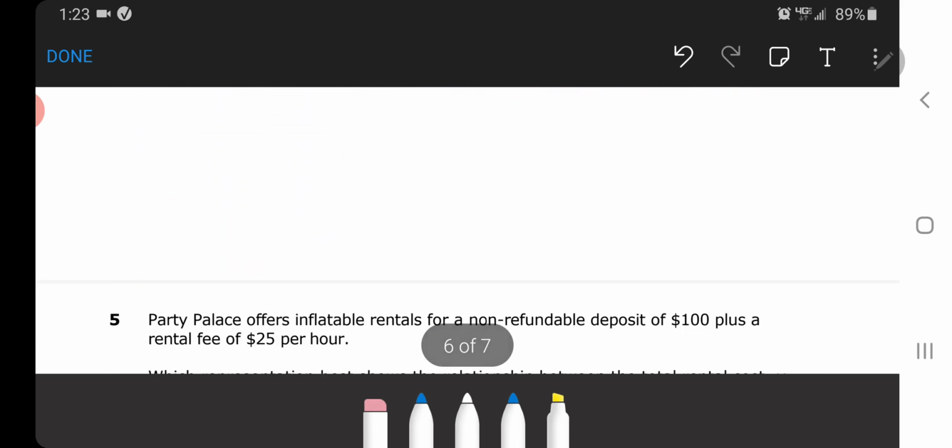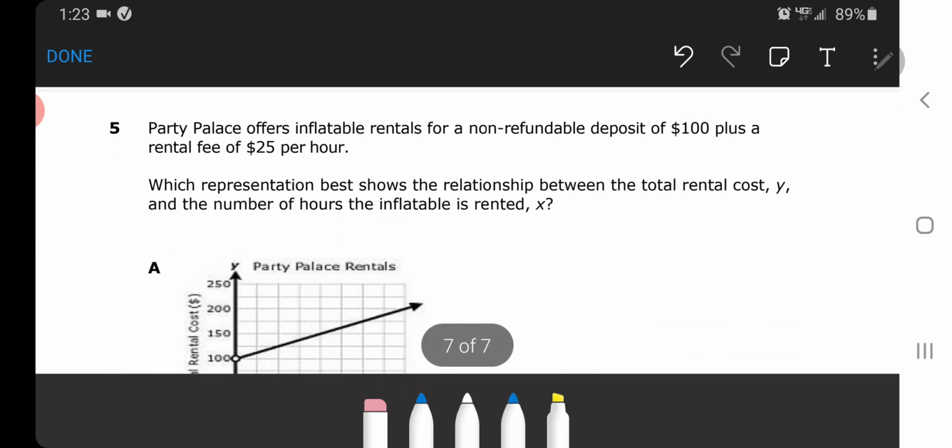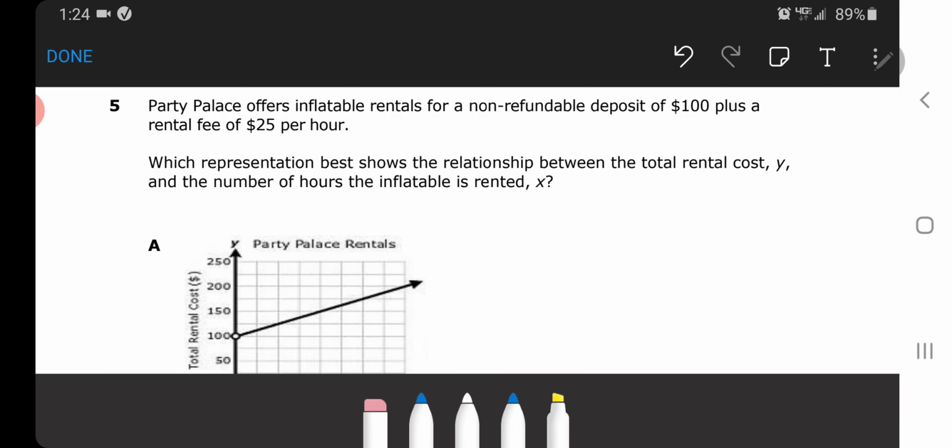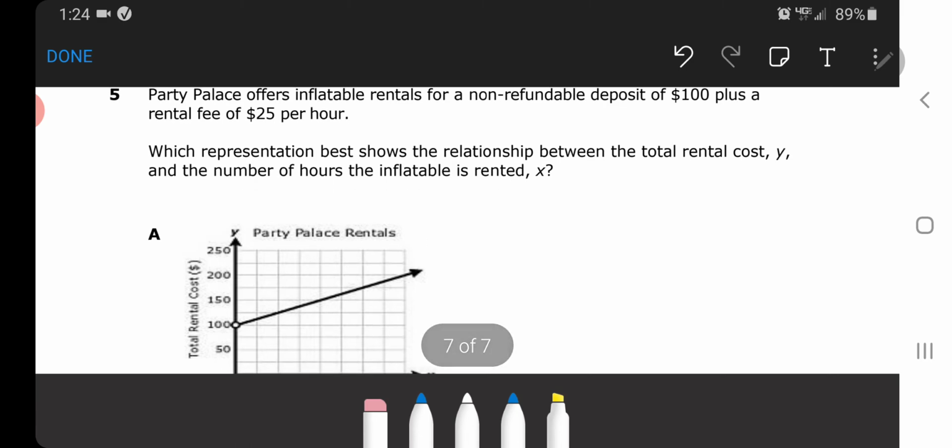Moving on down. It's like the last one that we have here. Okay. Party Palace offers inflatable rentals for a non-refundable deposit of $100 plus a rental fee of $25 per hour. Which representation best shows the relationship between the total rental cost Y and the number of hours the inflatable is rented X? Okay, so real quick, let's change our sentence here to a mathematical sentence.